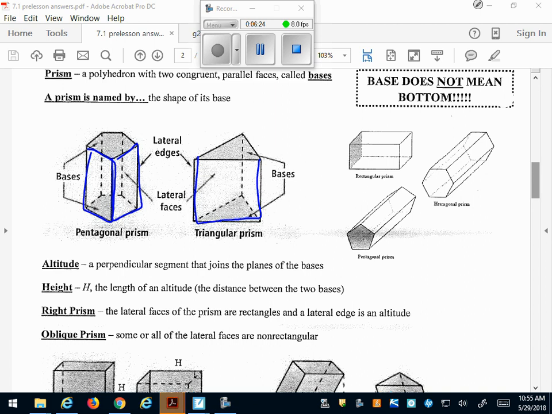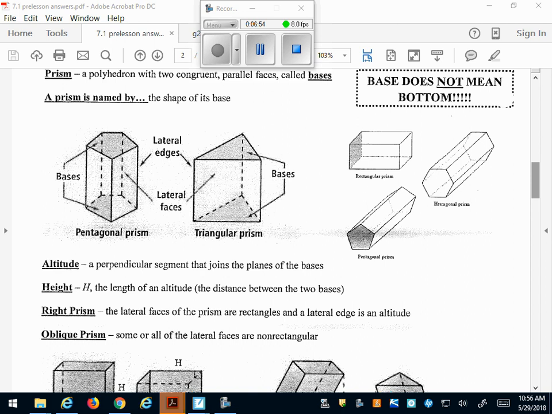Okay, how many bases does a prism have? How many bases does a prism have? Here's a prism, here's a prism, here's a prism. How many bases are there? Two. Two bases. It's like there's a top and a bottom. And with a pyramid, there's only one base, and then it comes to a point. Okay, so today we're going to be talking about things with two bases.